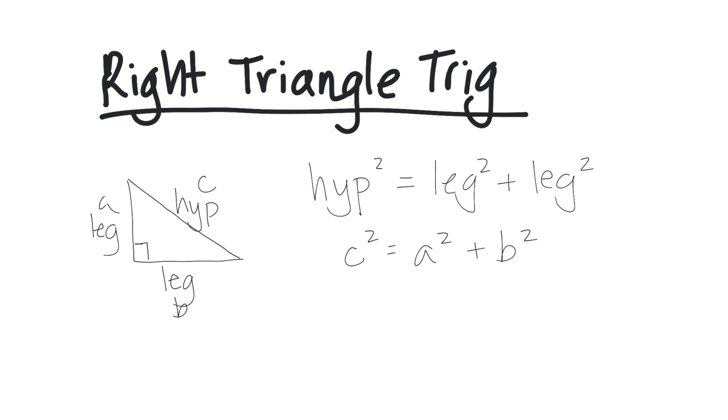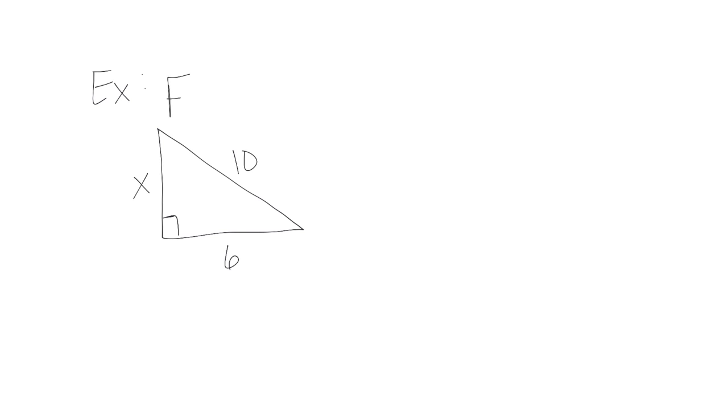So let me just do a quick example of what I'm talking about in the next slide. So here's an example of how you would use the Pythagorean theorem. Let's say we had a right triangle, and let's say that this side was 6 and this side was 10. I'm just making these numbers up. Now the goal of this example is to find this missing side. We'll call it x. So the example is to find the length of side x.